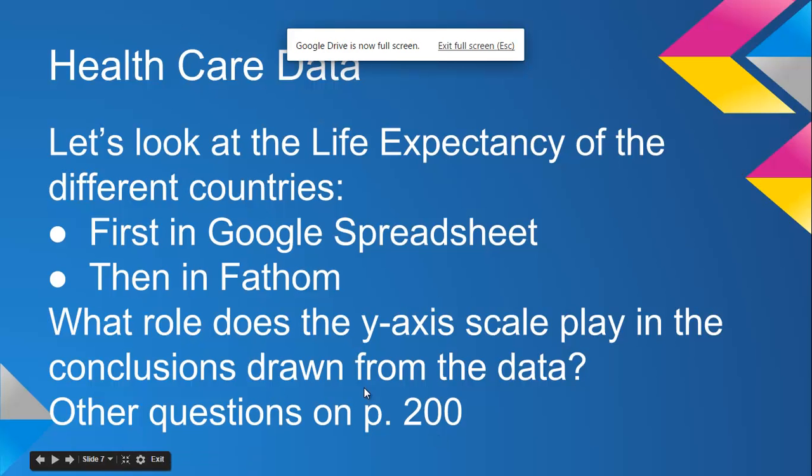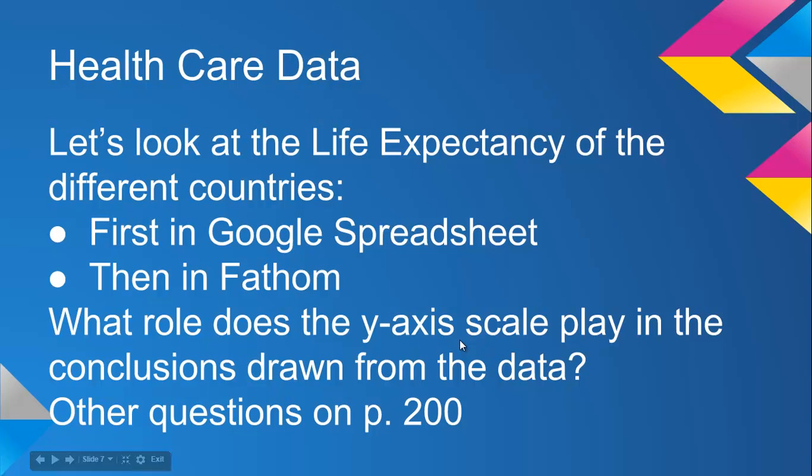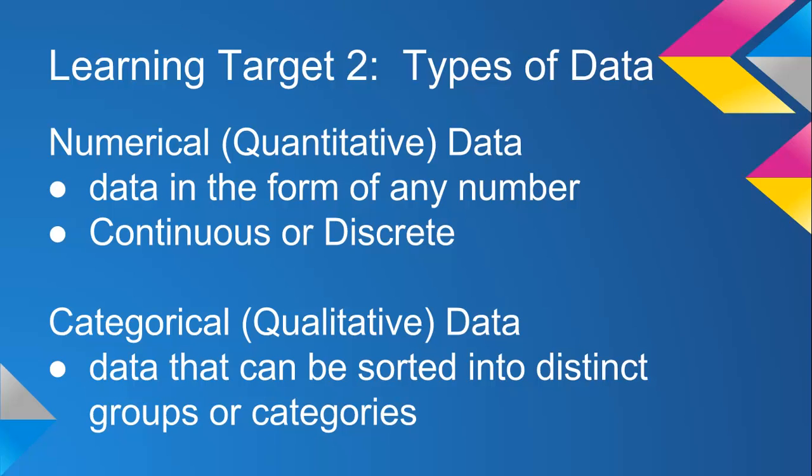So you can look at page 200 for some other questions. The y-axis scale has a tremendous role in the conclusions that we can draw from the data. Second learning target we're going to talk about is types of data.